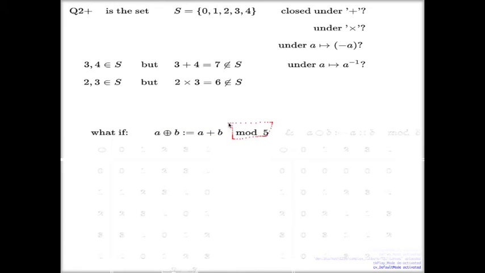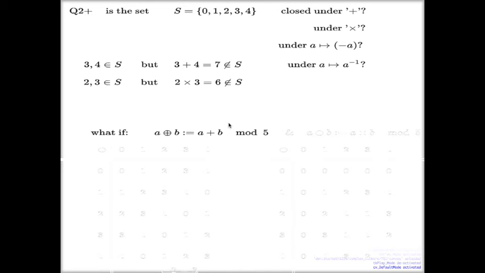Who knows what the mod thing is? Do you know this notation mod? Remainder, that's right. It's a way to write that I add two numbers, and then I take the remainder with respect to number 5.